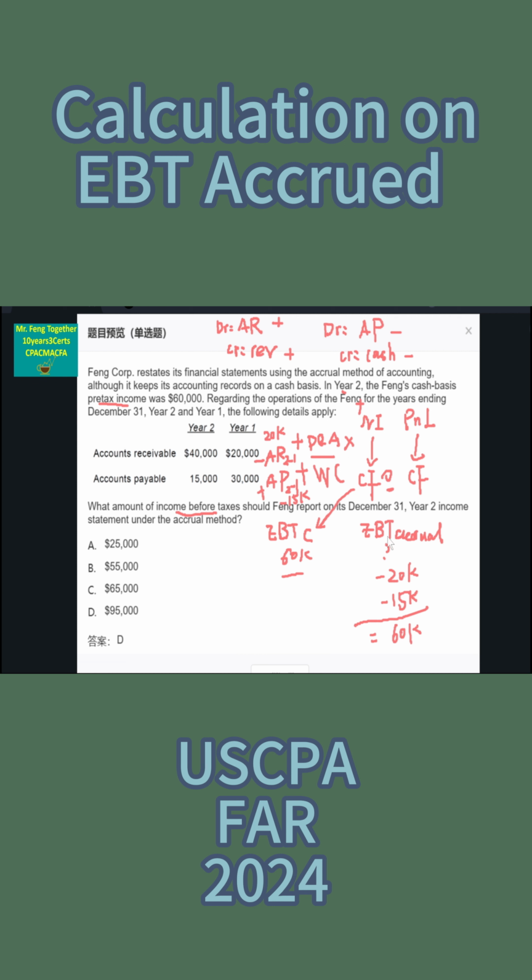We calculate the earning before tax accrual, so we need to back up. So here will be plus 15, plus 20. Here is 60. The accrual is 95k. The answer to this question is D.